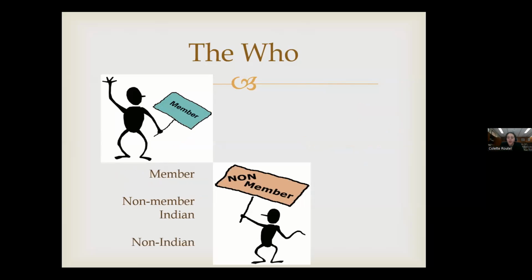And then you also need to figure out who is involved in either the court case, if it's civil adjudicatory, or who is the government attempting to regulate, if it's civil regulatory jurisdiction. And in Indian law, we usually use these three terms, and they're not necessarily common sense based, so I want to explain what they mean. When we talk about a member, we're talking about a citizen of a federally recognized Indian tribe, and not just any federally recognized Indian tribe, but the tribe whose reservation the activity we're talking about is occurring on.